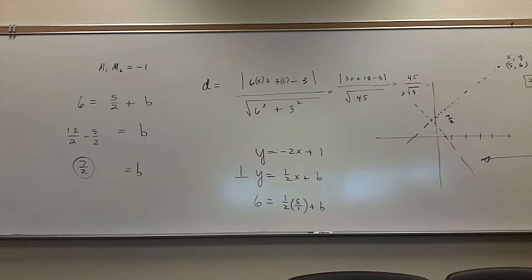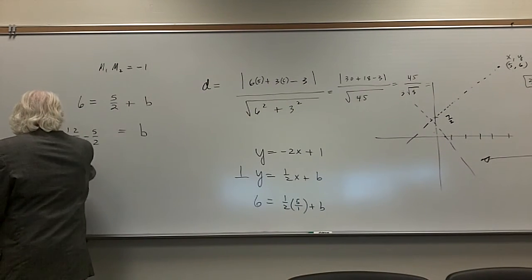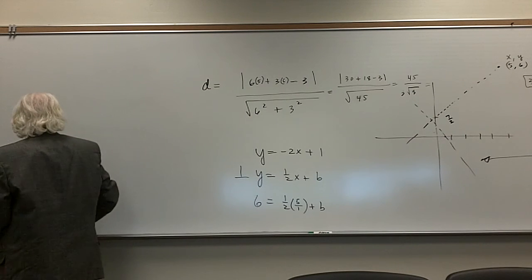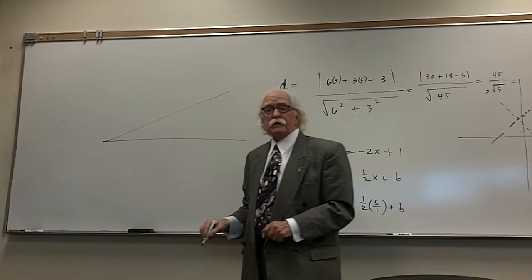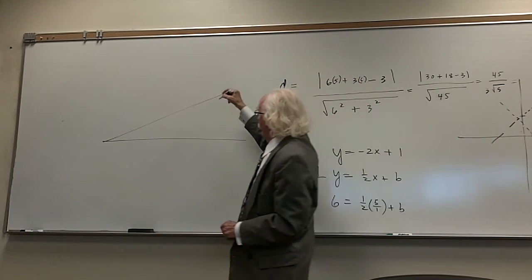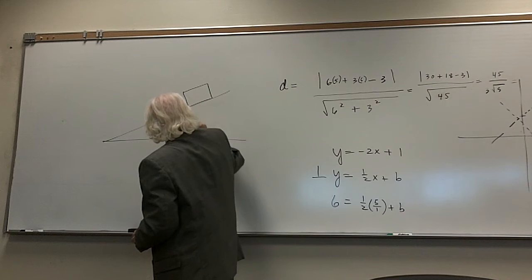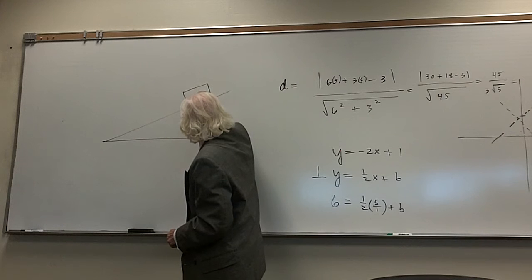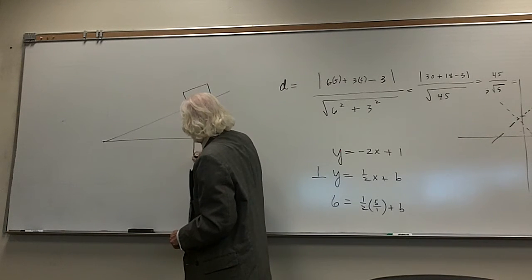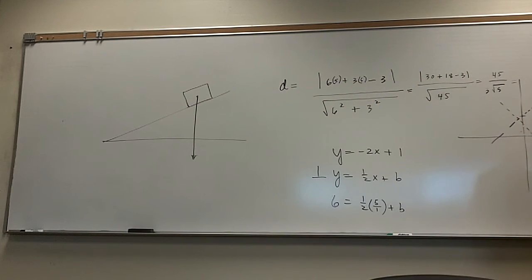Because in a physics problem you may have something like this. You may have an inclined plane like this. You may have a box sitting on this inclined plane like this. And the weight of this box is actually projected towards the center of the earth, straight downward. That's the weight of the box.